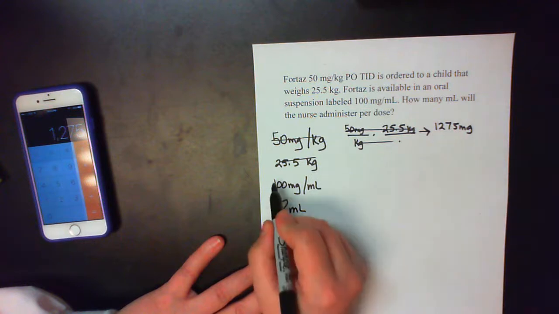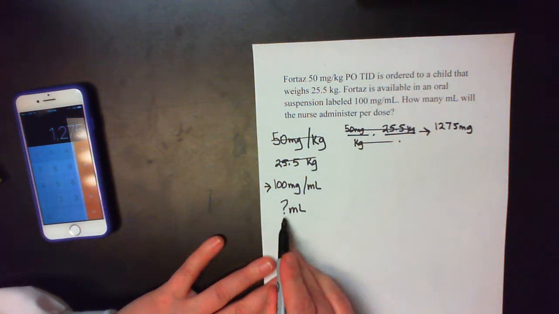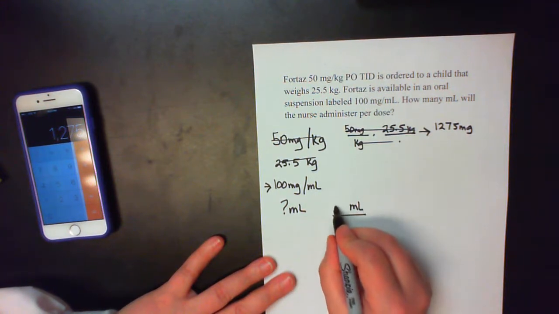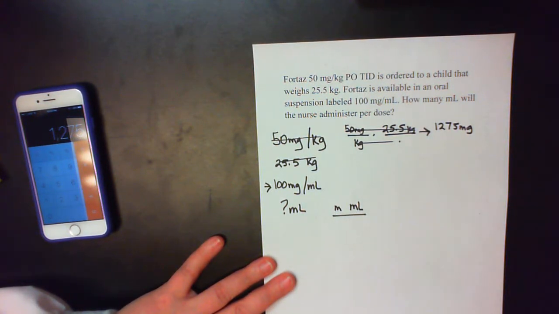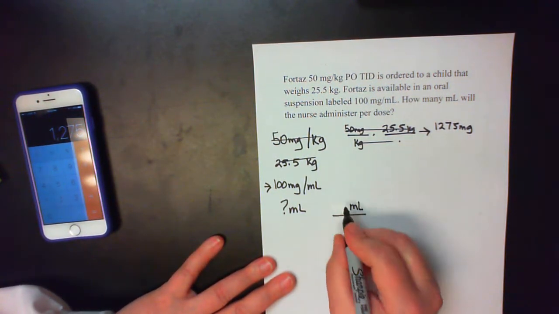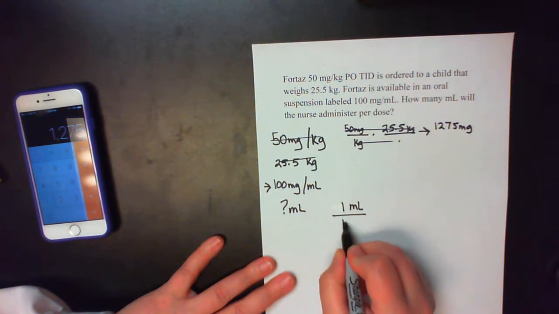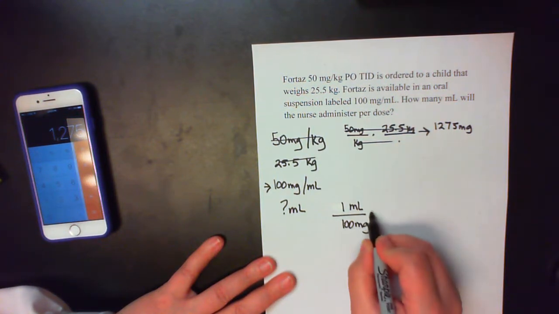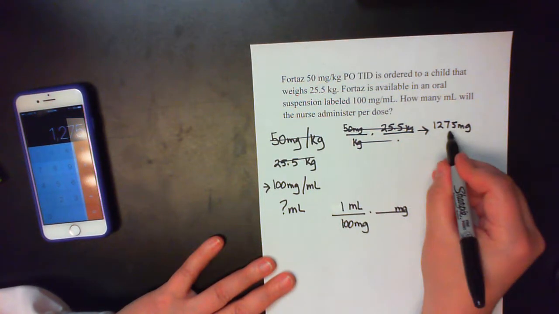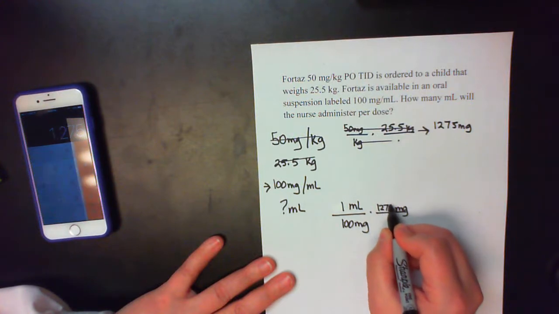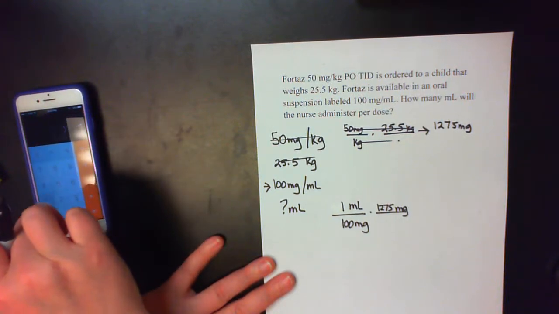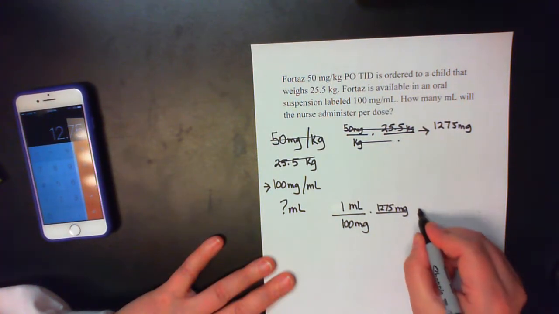So now we've used this and we've used this. So now our new information that we're going to be using is this. And again, we're solving for milliliters, so we're going to put milliliters on top. So here's what we're going to plug in here. I want to put 1 milliliter is equivalent to 100 milligrams in this question. And again, since this is milligrams, milligrams has to be here, and then that's where we're going to put our 1275. So we're going to do 1275 divided by 100.